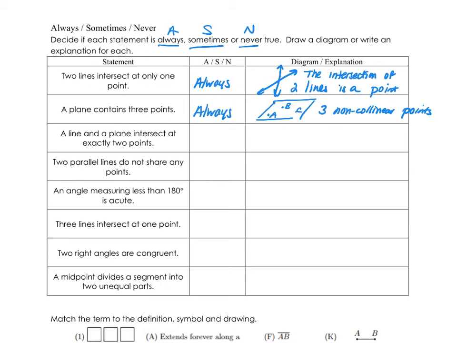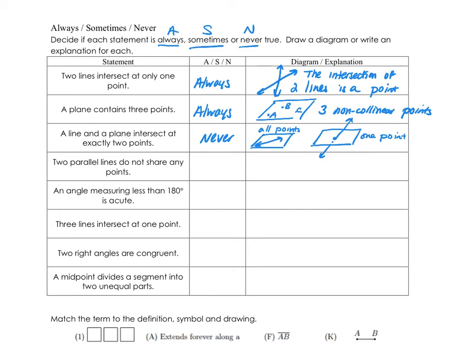The next one says a line and a plane intersect at exactly 2 points. Never for this one. Either your line is going to be completely in the plane, so all points, or your line is going to come down through the plane. So remember, it goes dotted when it goes through the plane. So either it intersects in all points or 1 point.